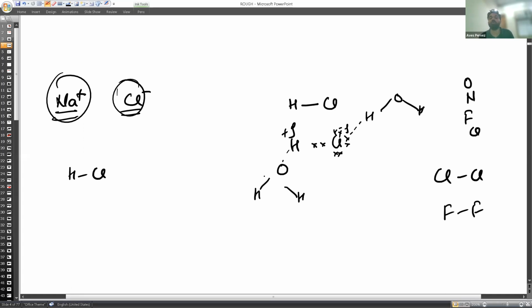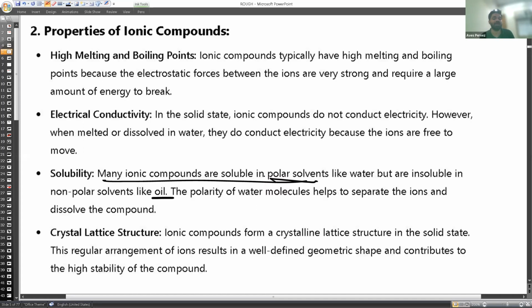So these are called polar compounds, which have poles, meaning positive poles and negative poles. You are going to study polarity in detail in higher classes. Ionic compounds are soluble in polar solvents like water, but insoluble in non-polar ones. Non-polar substances do not have much electrical difference, and they don't have poles on their different ions.